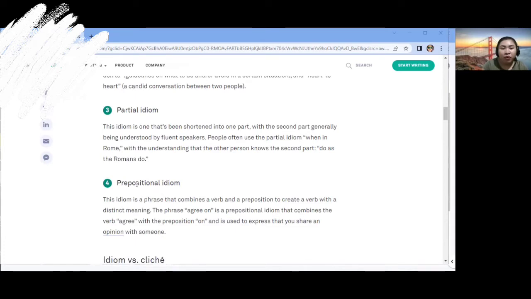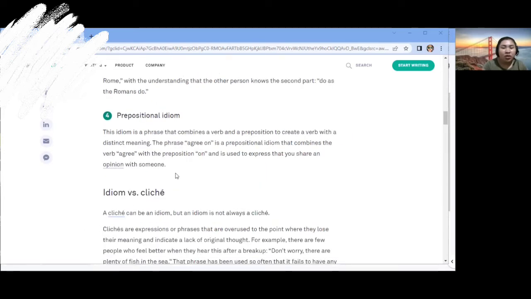Number four, prepositional idiom. This idiom is a phrase that combines a verb and a preposition to create a verb with a distinct meaning. The phrase agree on is a prepositional idiom that combines the verb agree with the preposition on and is used to express that you share an opinion with someone.